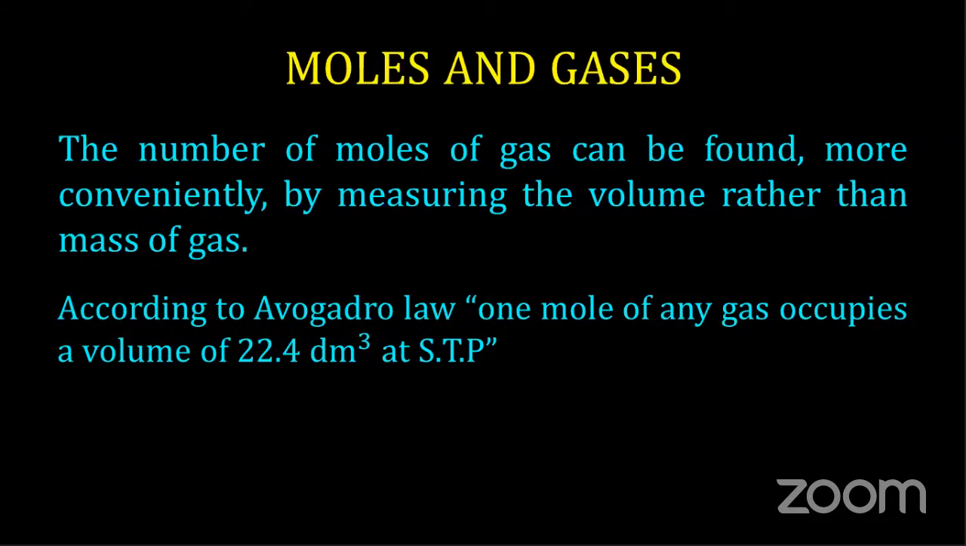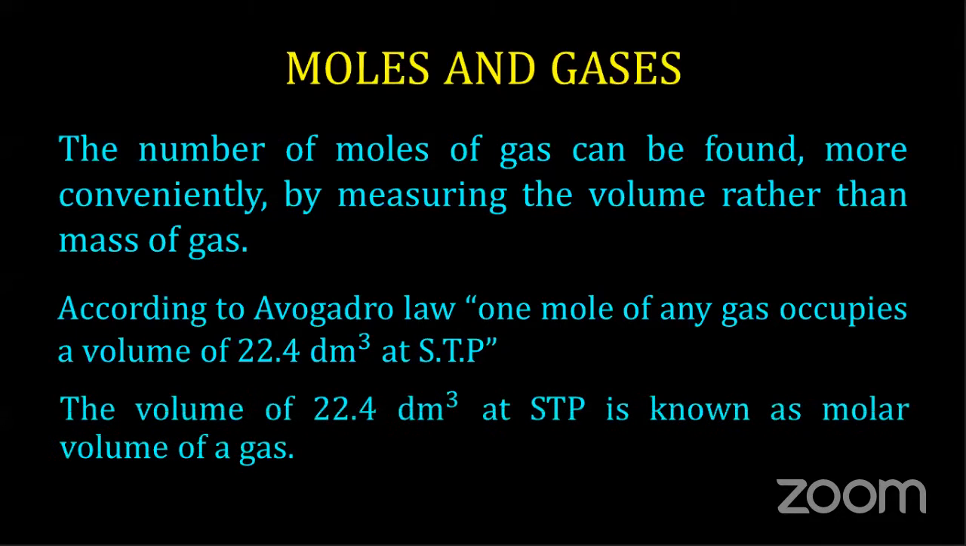How to calculate? According to Avogadro's law, 1 mole of any gas occupies a volume equal to how much? 22.4 decimeter cube at STP. Even this figure you can remember. You take 1 mole of any gas. Gas can be hydrogen, chlorine, ammonia, right? They all will have the same volume, that is 22.4 decimeter cube at STP. STP ka matlab kya hota hai? Standard conditions of temperature and pressure. This figure you remember.